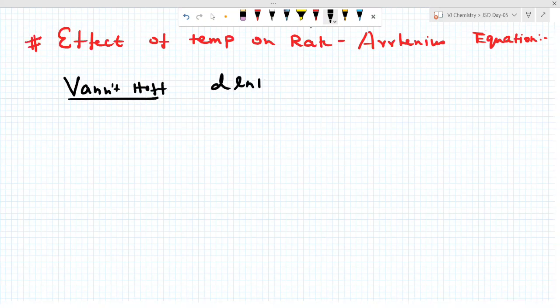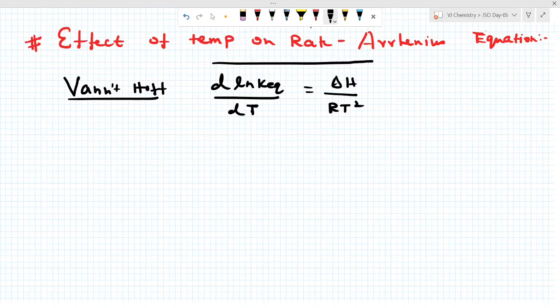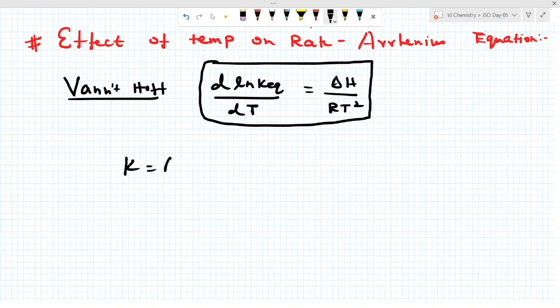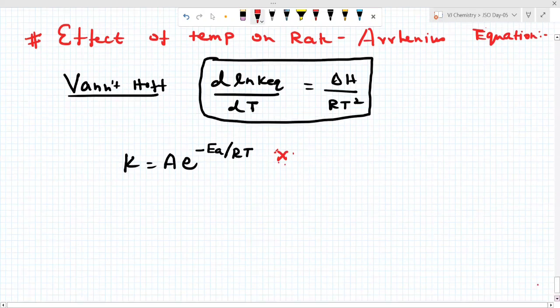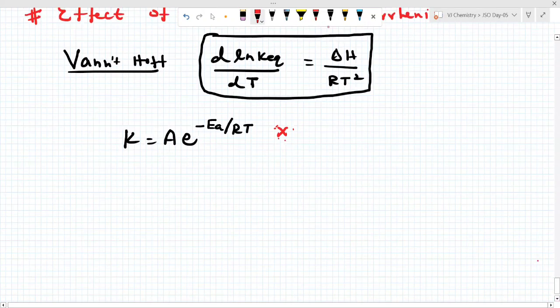d ln K equilibrium by dT, here T is temperature, not time, is equal to delta H by RT squared. Now, from the Van't Hoff equation we are going to derive the Arrhenius equation. We know K is equal to A into e power minus Ea by RT. This is the Arrhenius equation. Now what is Ea? Ea is activation energy.